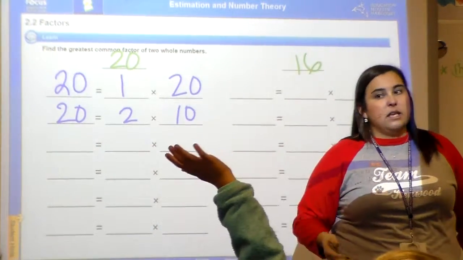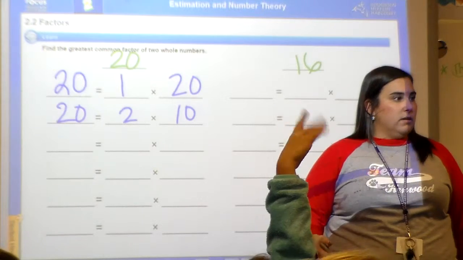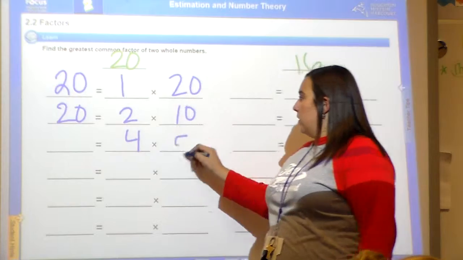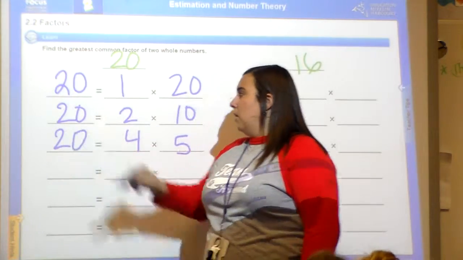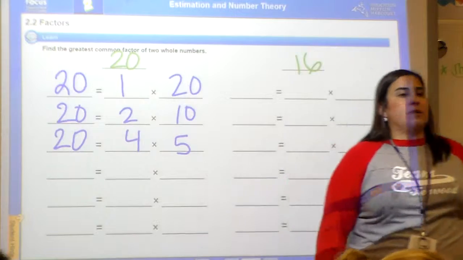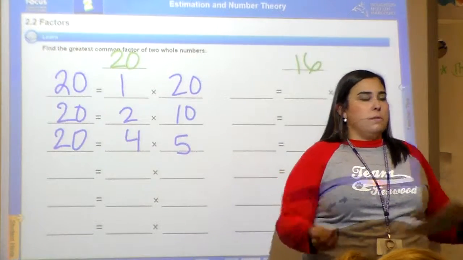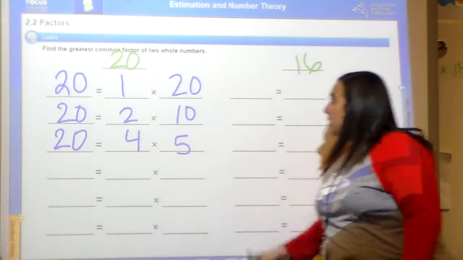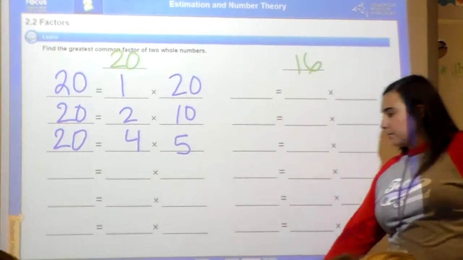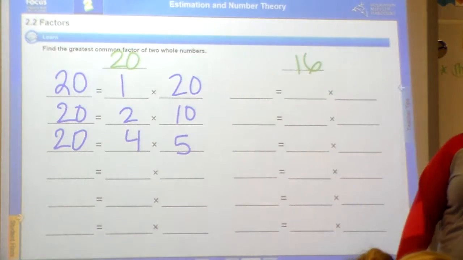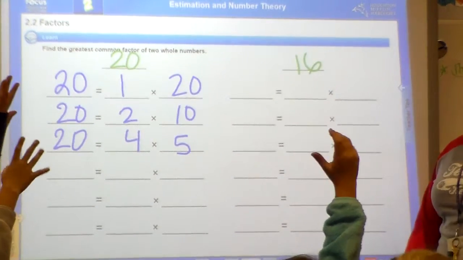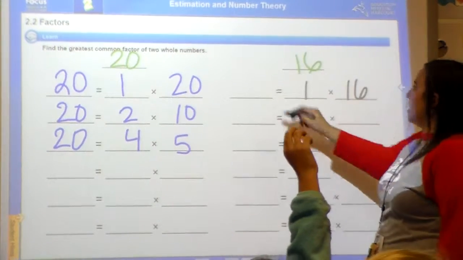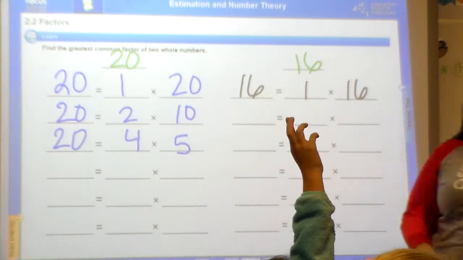Are there any other ways to get to 20? Sophia? 4 times 5. That will also equal 20. What other factors will make a product of 20? Anything? No. Good. So the next one is 16. We need to know what factors will make products of 16. Easy one is what, Jeremiah? 1 times 16. Always go for the easy ones first.